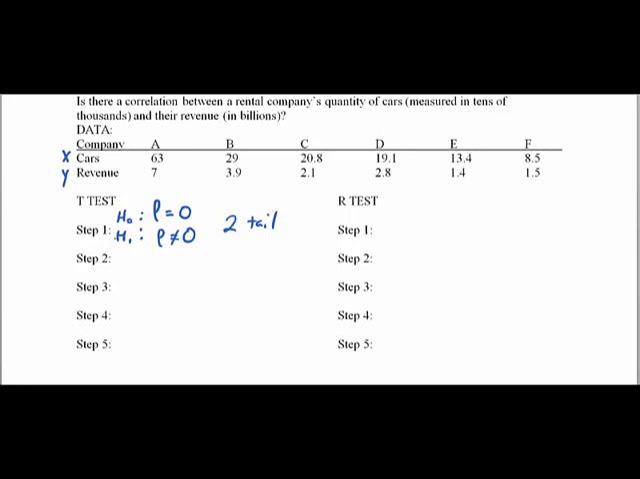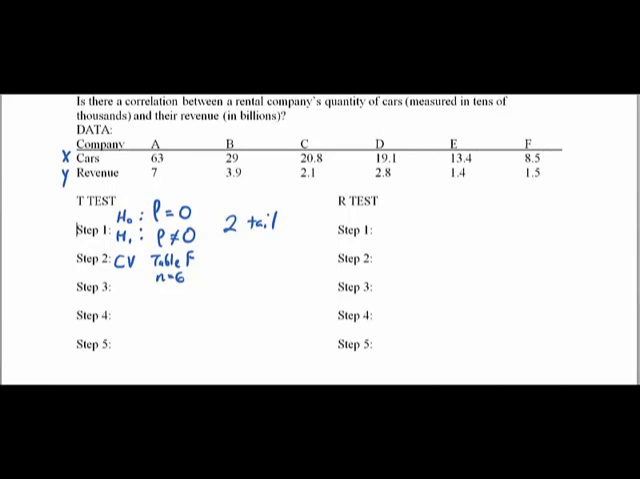So this is the null and the alternative hypothesis, and now step 2 is to find the critical value. The critical value is found on table F, which is our T table for this problem. We have to know the number of data points, and we have 6 data points. The X value represents the number of tens of thousands of cars, so this would be 63 tens of thousands of cars, or 630,000 cars. And this would be 7 in billions, the amount of revenue made, so 7 billion.